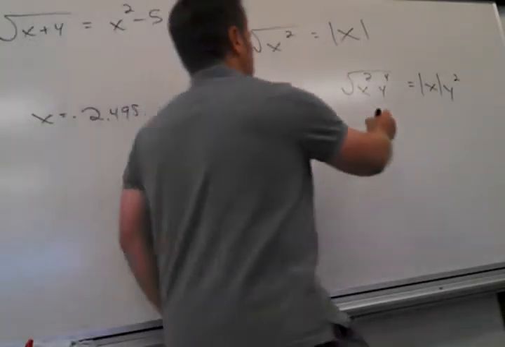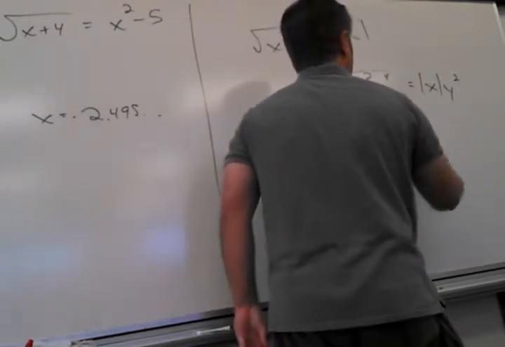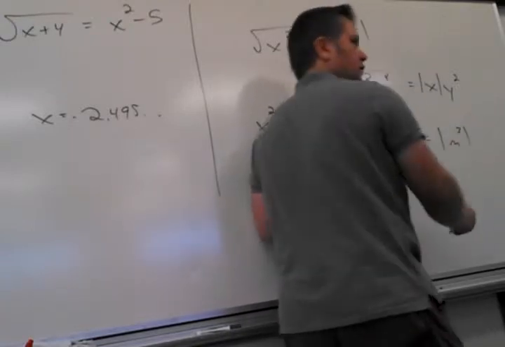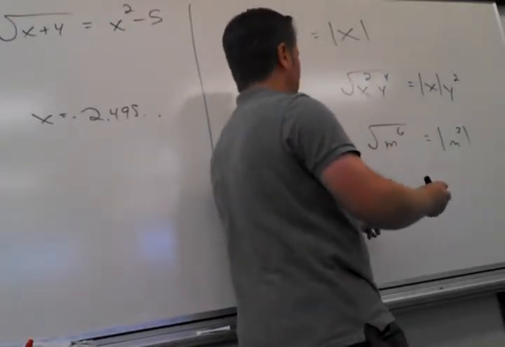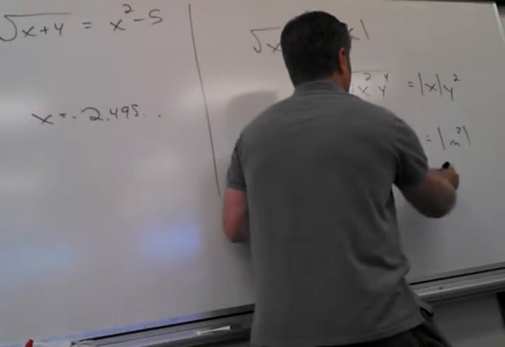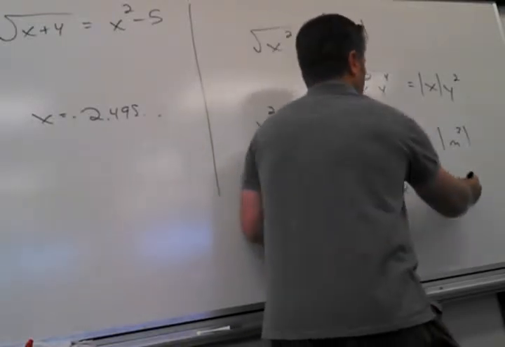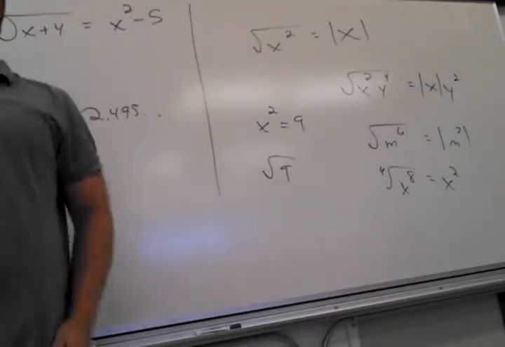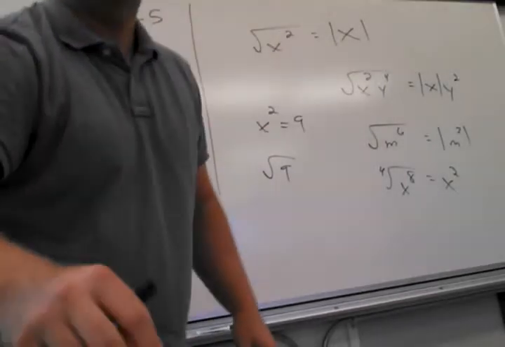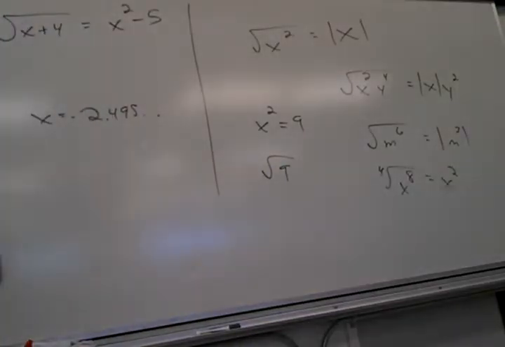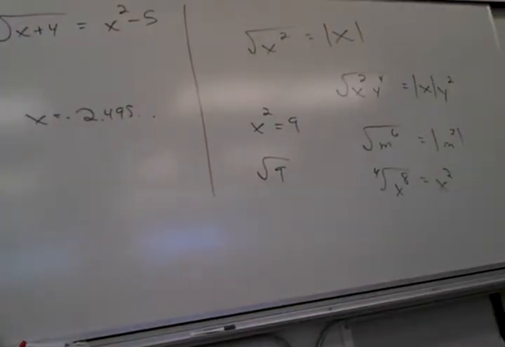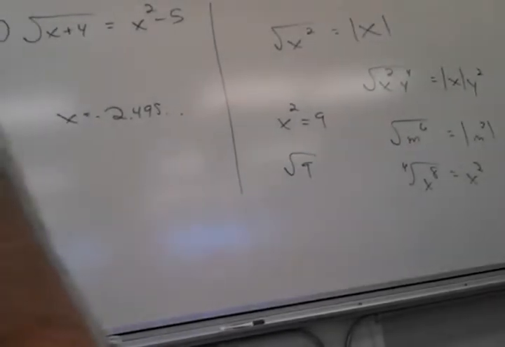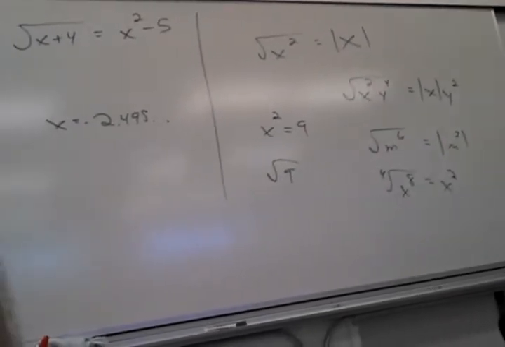Is that cool? So what's the square root of m to the 6th? Absolute value m cubed. Correct. What's the fourth root of x to the 8th? X squared. You don't need an absolute value, right? 4 goes into 8 twice. Cool. So you only really need absolute values on odd. Exactly, because odd exponents are the ones that allow negatives to still happen.